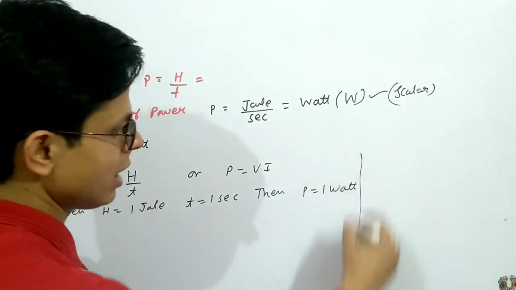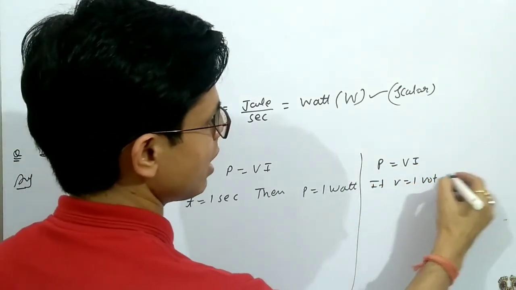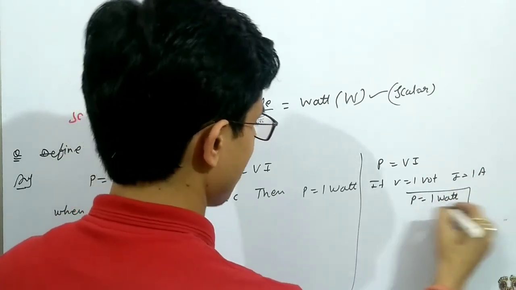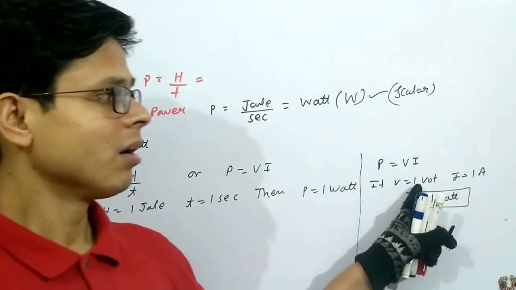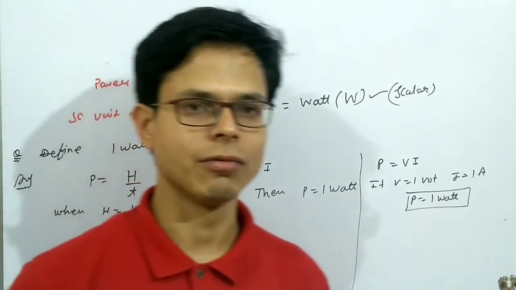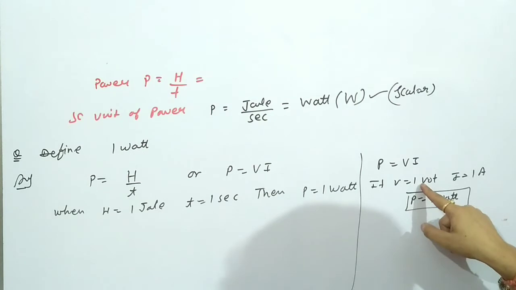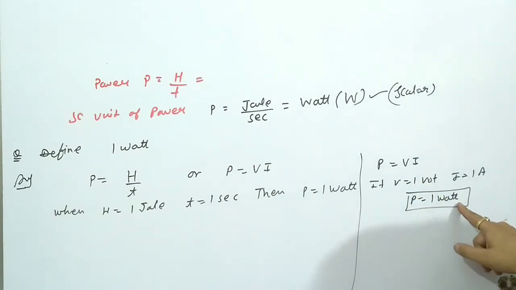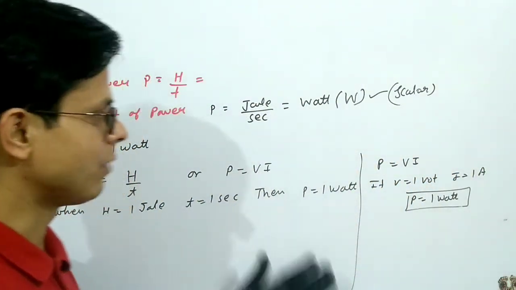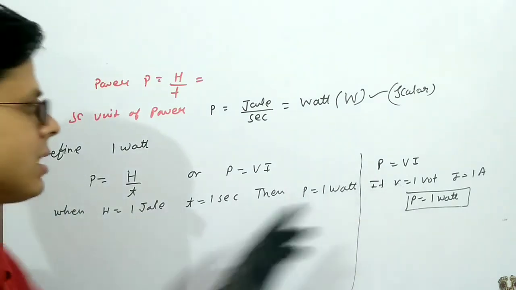Or you can write, if you give the definition from P equals VI, if V equals 1 volt and I equals 1 ampere, P will be 1 watt. 1 watt is the power when 1 ampere current flows through a conductor with a potential of 1 volt between the terminals. Is it clear? So it is a very easy definition; you can write it from either one, from heat or from this.